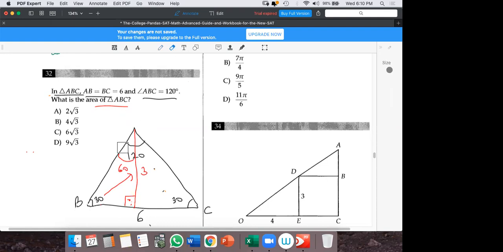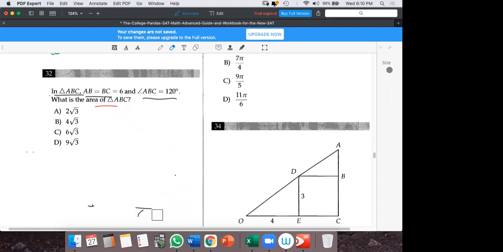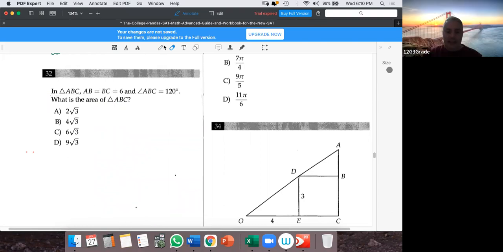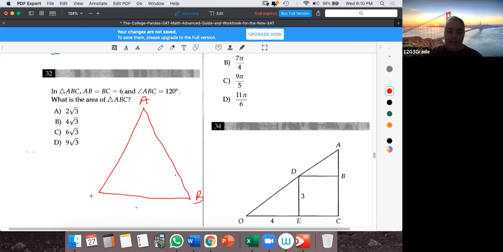Or is 120 in B? So probably you did it in A. Again, let me draw. So let's give the letters A, B, C. So I am reading: AB is equal BC. These are equal, and 6 units. 6, 6. And then ABC, so this is 120. So it means that 30 and 30 here. And then what is the area of ABC?